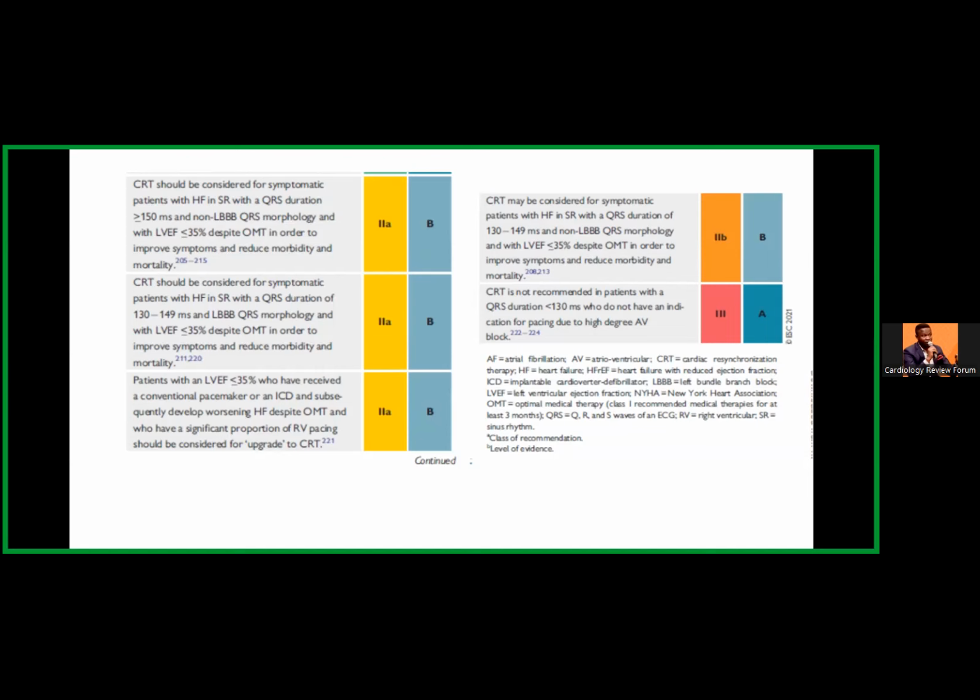Because of that, there is now a concept of His bundle pacing, where you pace at the level of the His, just below the AV node. The idea is that if you could pace there, you could achieve similar synchronicity between the right and the left ventricle. But the data have been conflicting. We really have not achieved any fantastic positive outcome with the data.